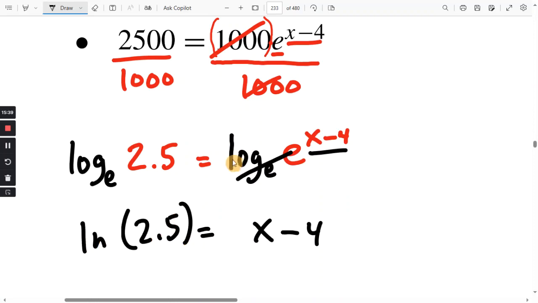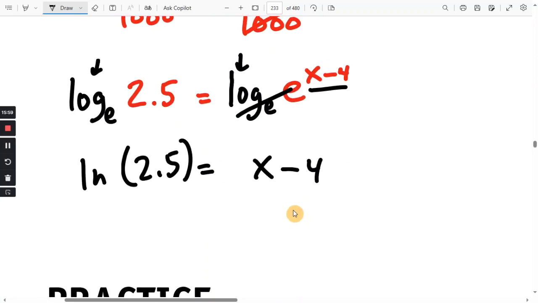Now, when you have an e, if you just want to write ln, you can write that. I showed it to you in 2 steps so you understand that log base e is the natural log. But if you want to write a natural log right off the bat, that is perfectly fine. Anyhow, solving for x, the opposite of minus 4 is plus 4. I'm going to do that to both sides. It cancels here.